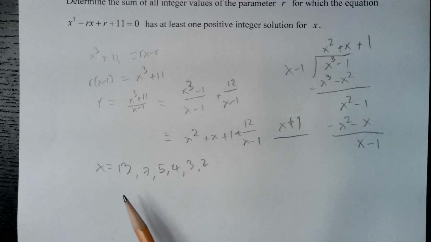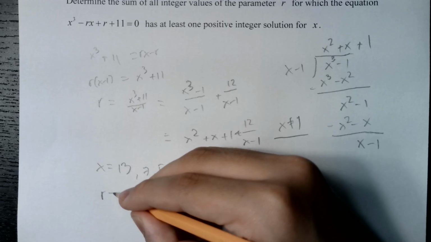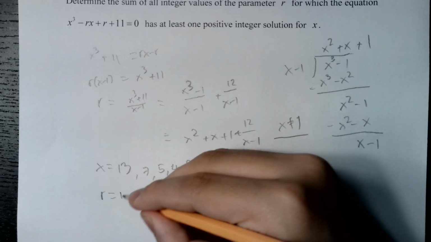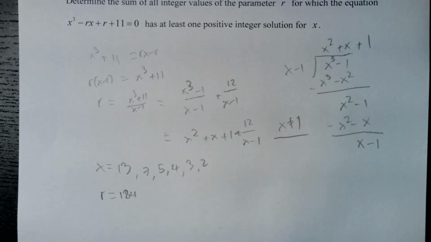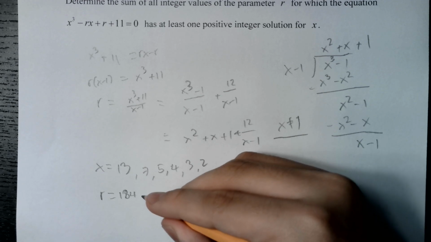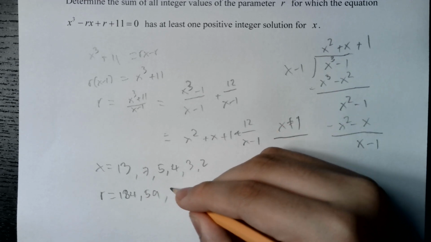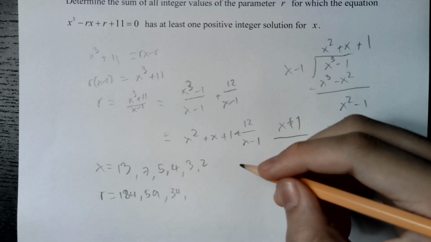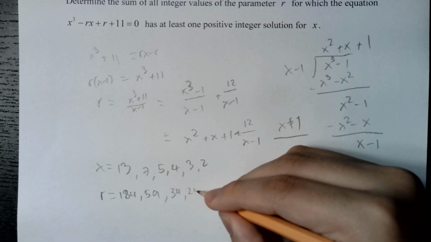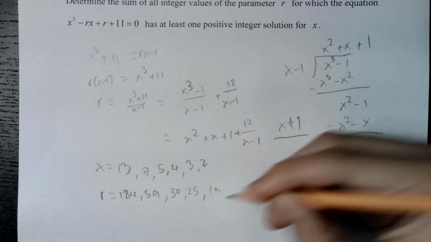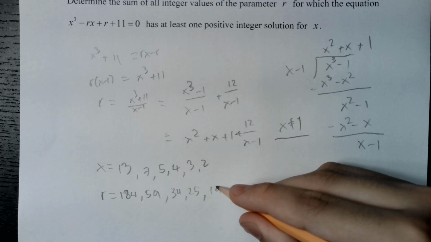Now let's plug in to find r. For x equals 13, r is equal to 184. If x equals 7, r is equal to 59. If x equals 5, we get 34. If x equals 4, we get 25. If x equals 3, we get 19. And if x equals 2, we also get 19.